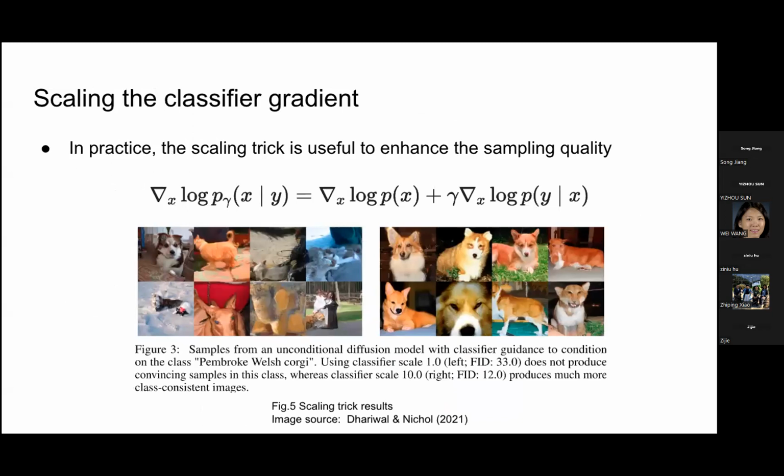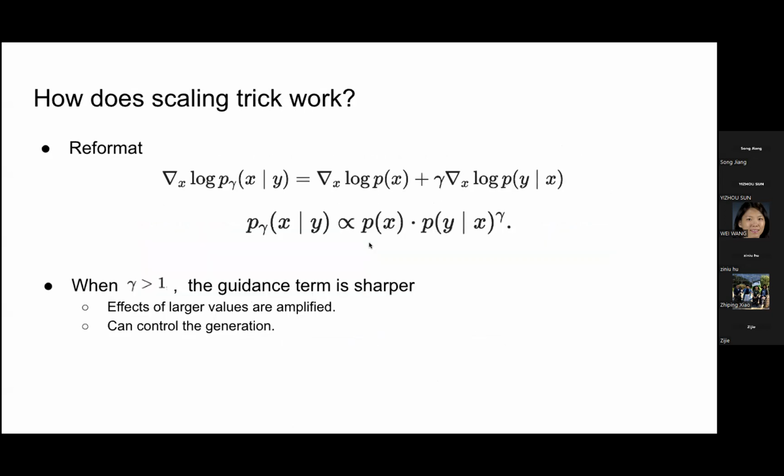And also, people are trying to control this conditional generation by adding some scaling factor. For example, from the original generation principle, we can add a gamma here, which controls the strength of this classifier. In practice, people find that if this gamma is pretty large, then the generation quality would be pretty high, but they also lose some diversity.